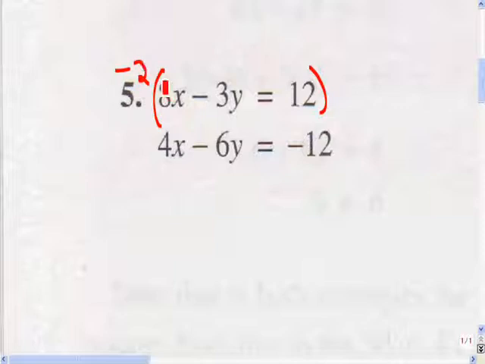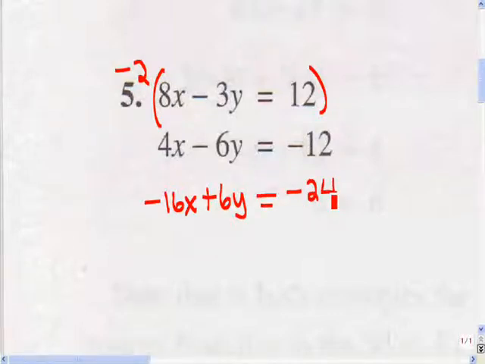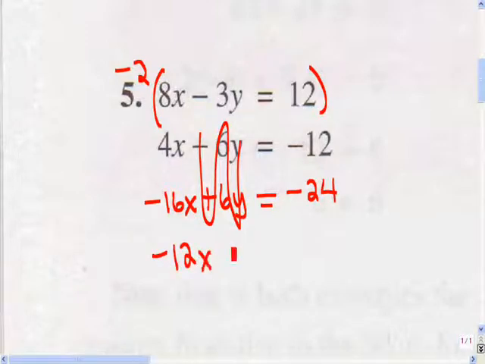So negative 2 times 8 gives me a negative 16x. Negative 2 times a positive 3y gives me a positive 6y. And a negative 2 times 12 equals a negative 24. Okay, now I'm going to combine these. These obviously cancel out, right? And 16 minus 4 is negative 12x equals negative 24.